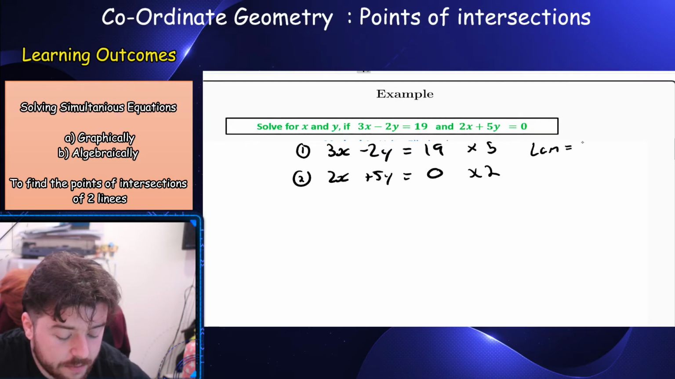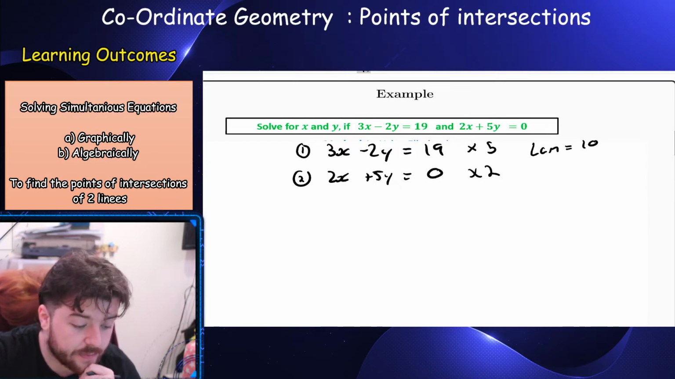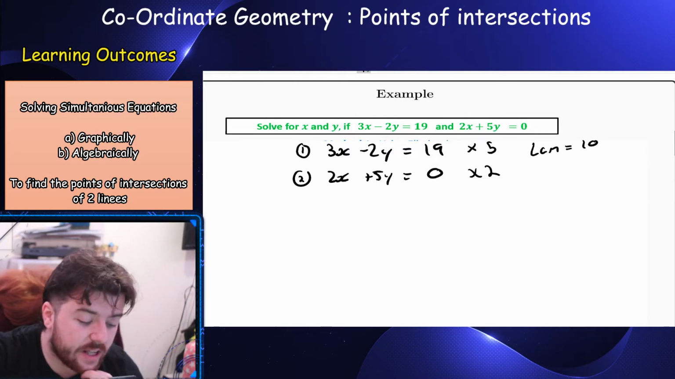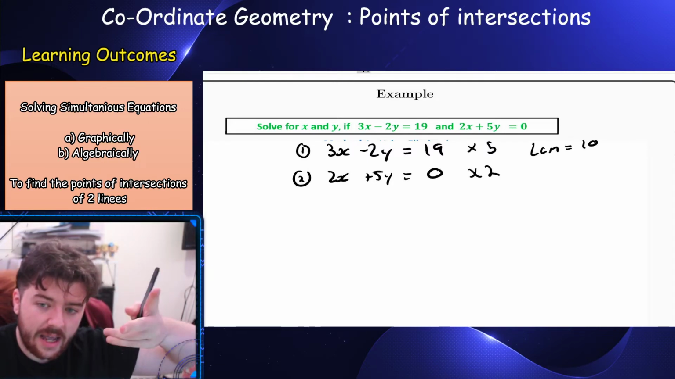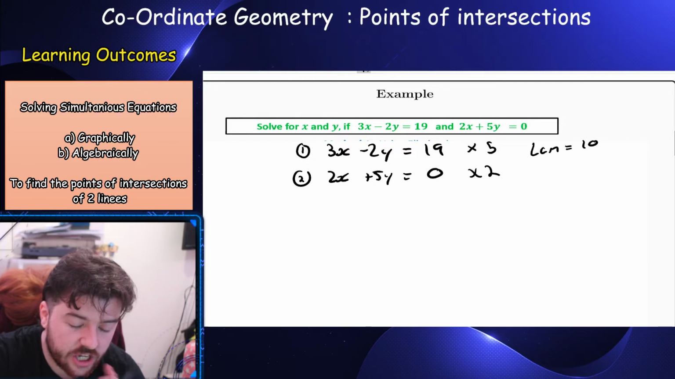I think the lowest common multiple is 10, so it works out the same. How do we get from 2 to 10? I'll multiply by 5. How do I get from 5 to 10? I'll multiply by 2. But in the case of you don't really know the lowest common multiple, just multiply each line by the other's coefficients and then change the sign if needs be.